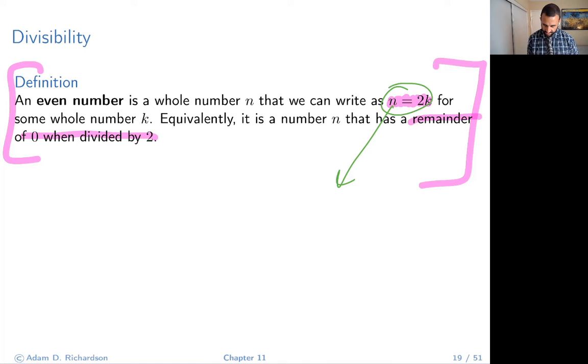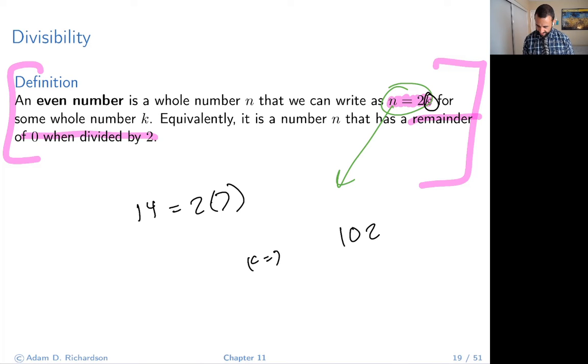I know that, for example, 14 is an even number because I can write it as 2 times 7. So in this case, k equals 7. That's how I know 14 is an even number. Or for example, how about 1026? I know that that's an even number also because I can write that as 2 times 513. That's what makes it an even number, the fact that you can write it in that form. So if you see a question that's like prove something is even, this is what you have to do.